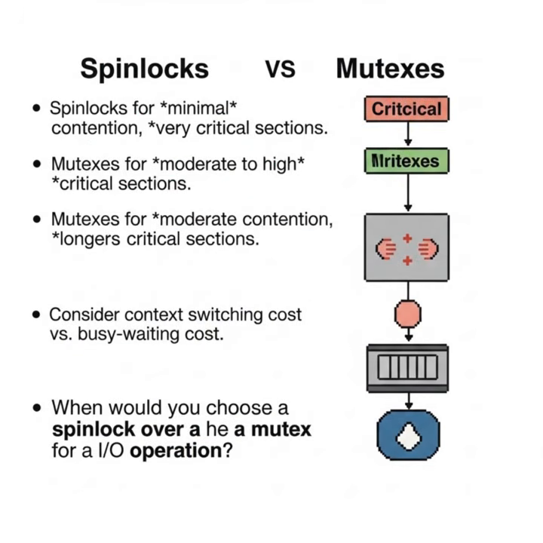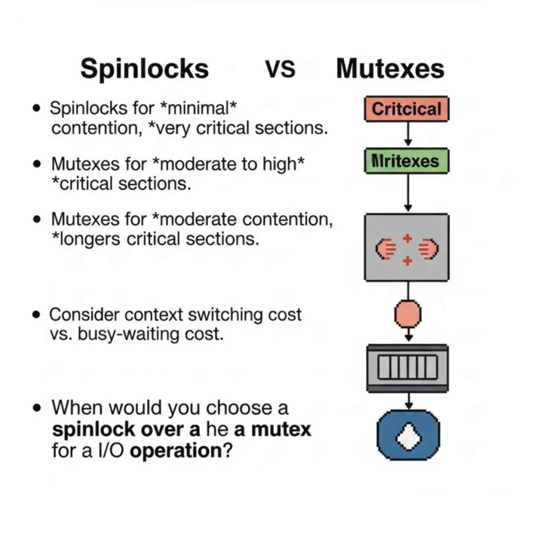So when do you choose which primitive? The decision largely boils down to the expected length of the critical section and the level of contention. You should lean towards spinlocks for minimal contention and very short critical sections, often measured in just a few CPU instructions. Think of low-level kernel operations where every cycle counts.